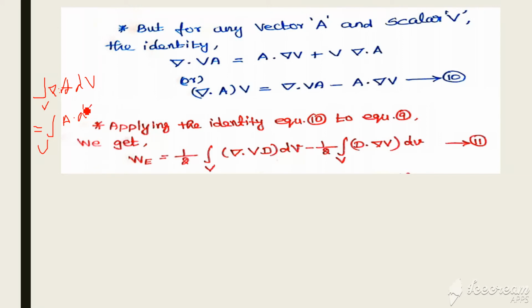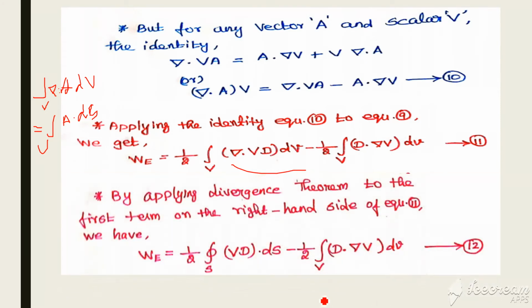Now apply this divergence theorem statement. With respect to this term, the equation becomes like this: 1 by 2, this del dot D is considered one vector. So del dot of this vector can be written as this vector into ds. Simply, here del dot A into dV can be written as A dot ds. So simply here V D into ds. The second term is the same as the previous step. This is considered as equation number 12.